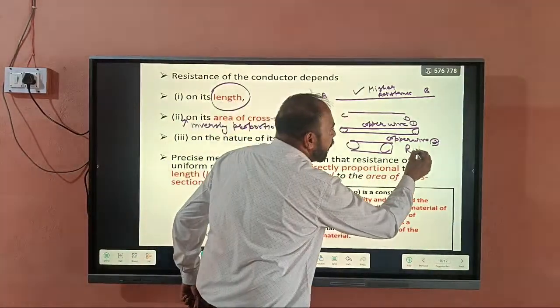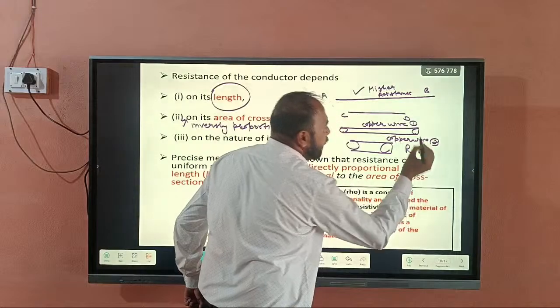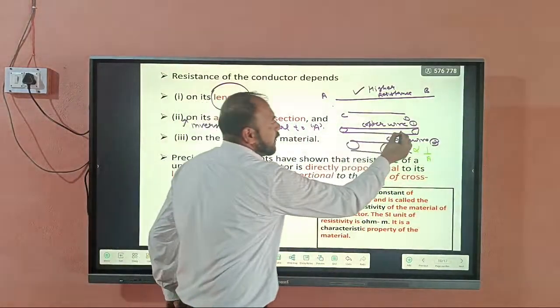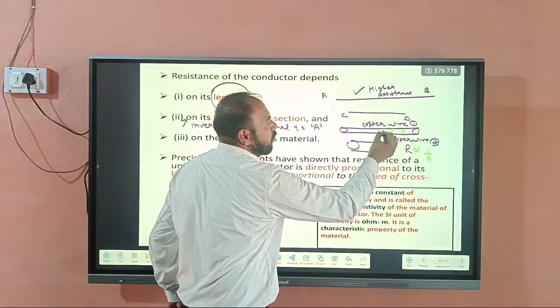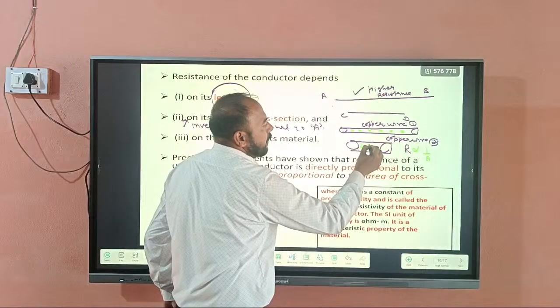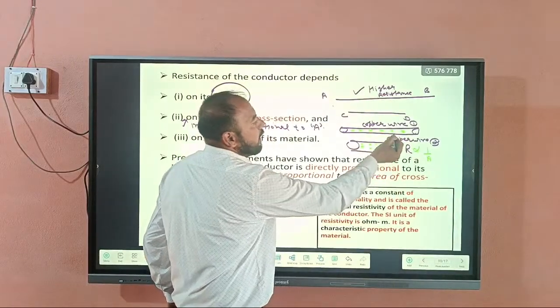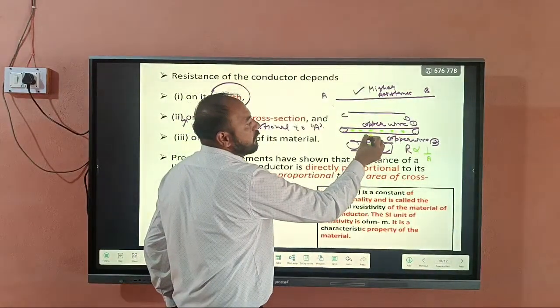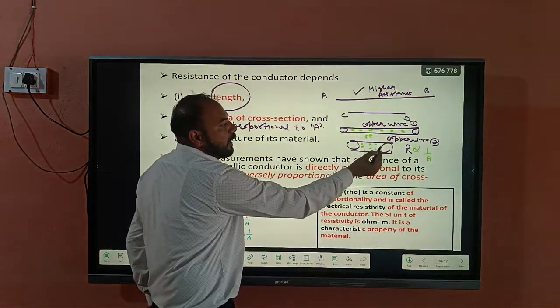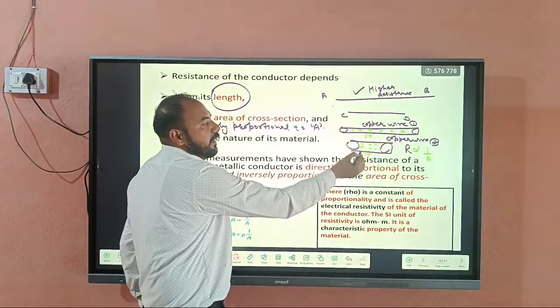So R is inversely proportional to 1 by A. If area increases, resistance decreases, because here these are the charge carriers, electrons. For example, here 6 charge carriers, 6 electrons, and here also 6 electrons. So here the area is large, so electrons flow easily.